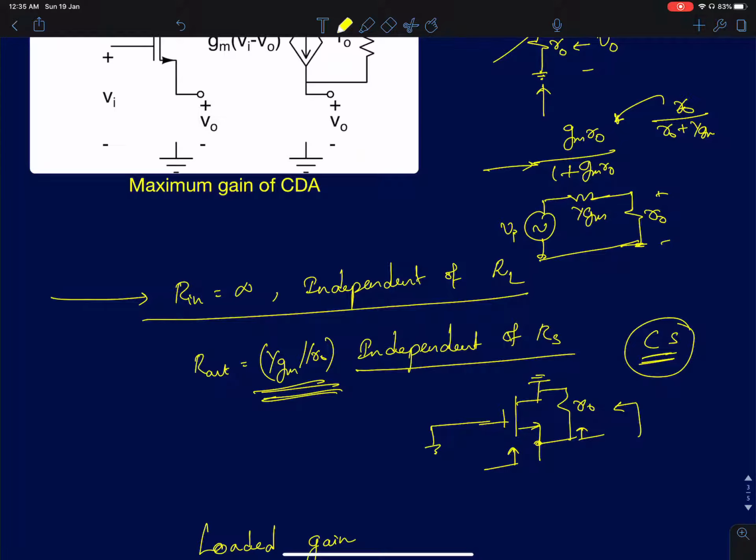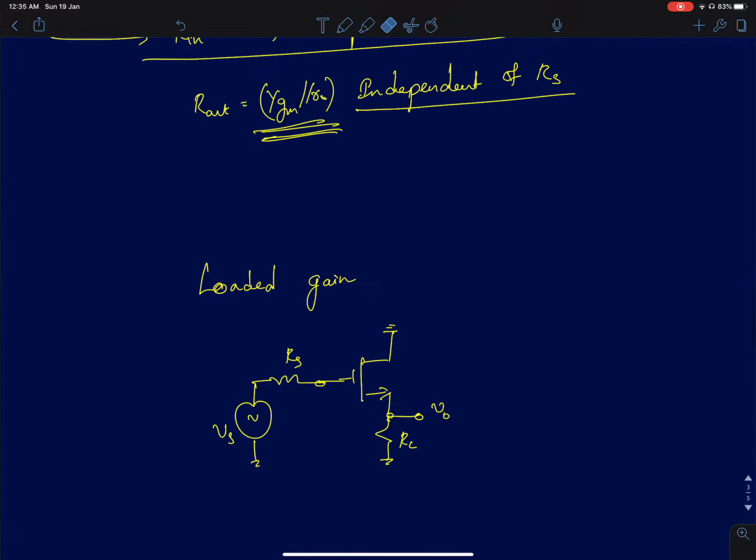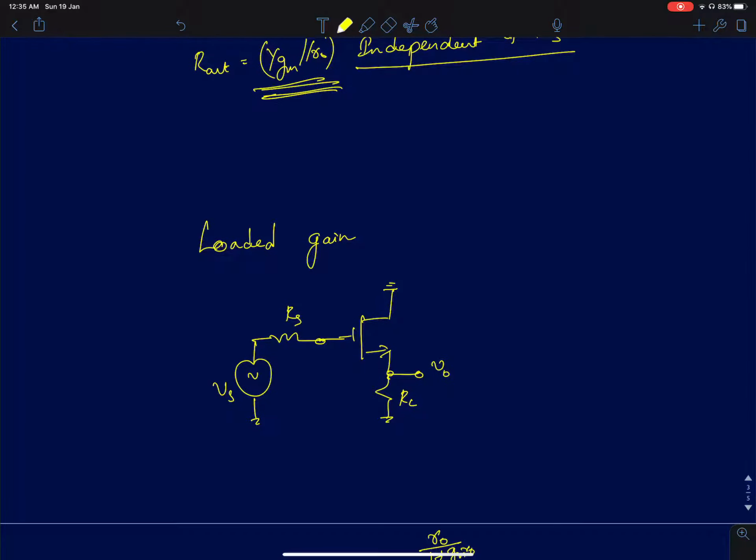Okay, but in a common gate configuration, we saw a very strong dependence of output resistance on RS. Okay, so that's it about the intrinsic gain, and finally we'll find the loaded gain. So finally we have source and load, both of them present together, and see what happens to the overall gain.